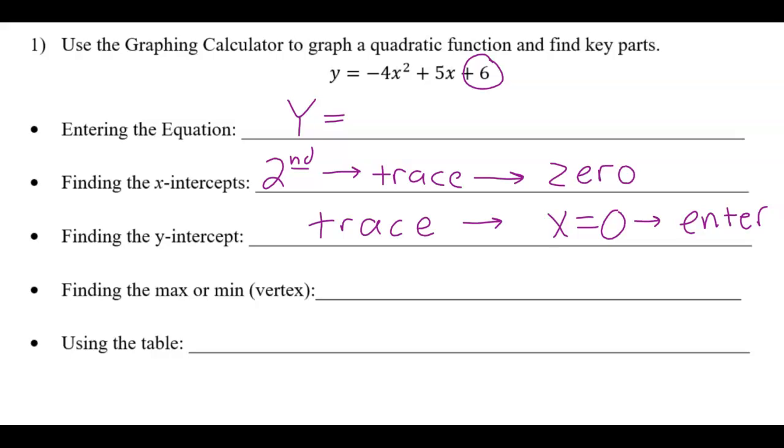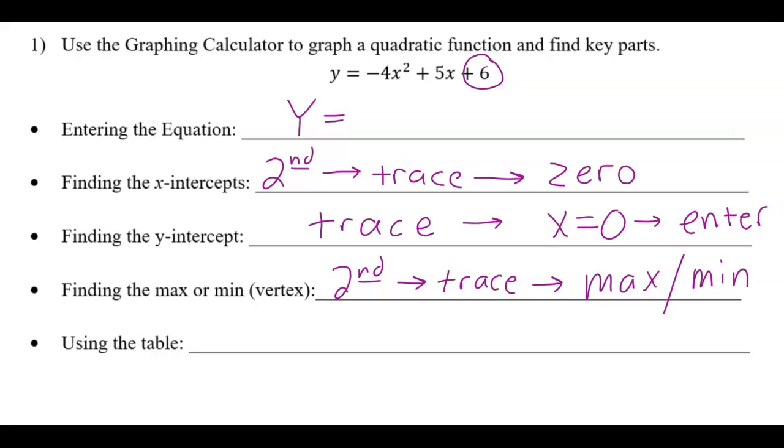Last class we talked about finding the min or the max, so the hills and the valleys. So what do we hit? Second trace. Second trace, and then what are we selecting from that menu? Max or min? Yeah, whatever one you're trying to find, right? If you're trying to find a hill, you would select the max function. If you are trying to find a valley, you would hit the minimum function.